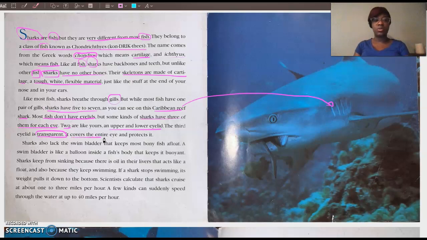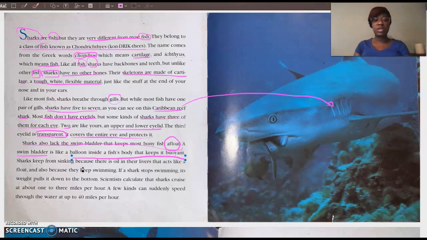Sharks also, I'm going to underline that information. Sharks also lack the swim bladder that keeps most bony fish afloat. Afloat, maybe that means like on top of the water. A swim bladder is like a balloon inside. So now we know what a swim bladder is. It's like a balloon inside the fish's body that keeps them buoyant, right?